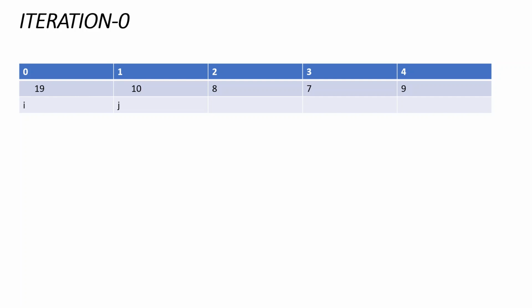For that, I am initializing i with 0 and initializing j with i plus 1. For this I have to check the condition whether the element at i index is greater than the element at j index or not. So here i is at 0 index and j is at 1 index. That means I have to compare the elements at 0 index and 1 index. At 0 index the element is 19 and at 1 index the element is 10. Here 19 is greater than 10. That means it is satisfying the condition. So while it's satisfying the condition, I have to swap the elements at 0 index and 1 index.